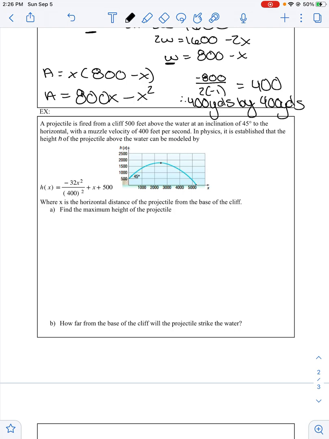Next, a projectile is fired from a cliff 500 feet above the water at an inclination of 45 degrees to the horizontal with a muzzle velocity of 400 feet per second. In physics, it is established that the height h of the projectile above the water can be modeled by this equation given. Where x is the horizontal distance of the projectile from the base of the cliff, find the maximum height of the projectile. So maximum height, again, we're going to go find that vertex.